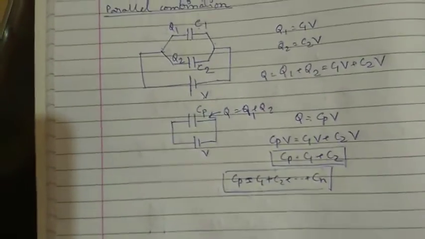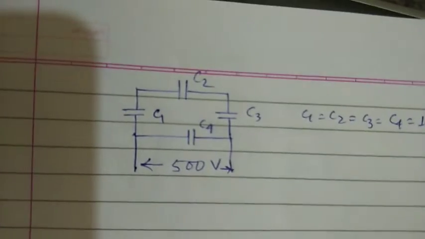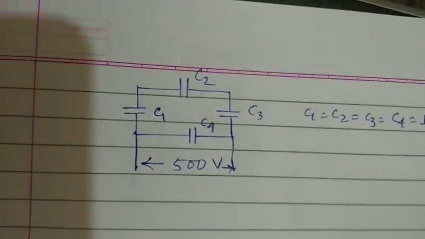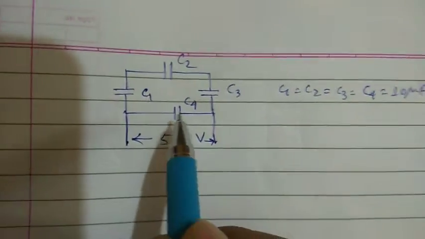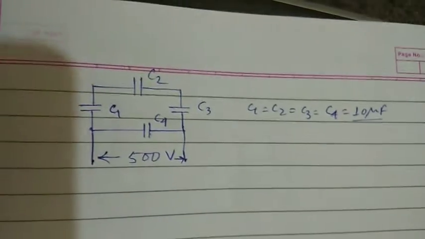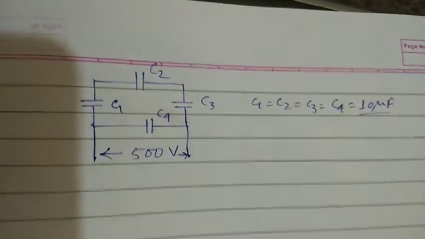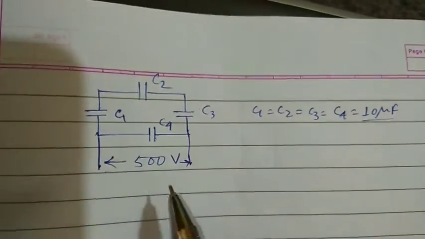Now let us solve a numerical. Let us consider a circuit like this, with 4 capacitors C1, C2, C3, C4, all of them having the same value, 10 microfarad, connected like this with a battery of 500 volt. Now what do we have to find? We have to find the equivalent capacitance of the system.